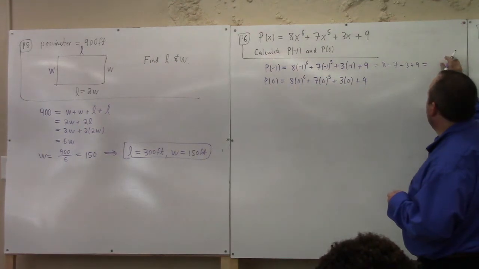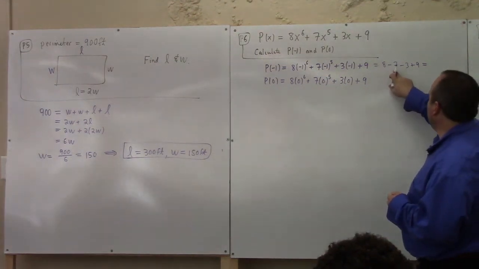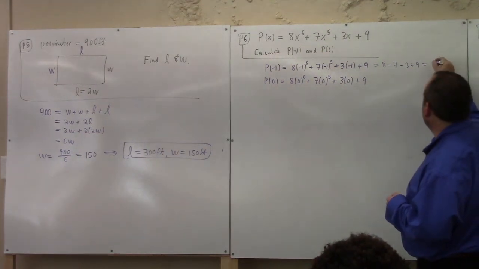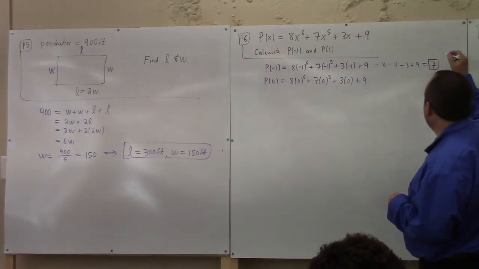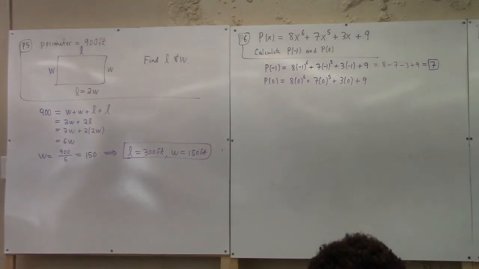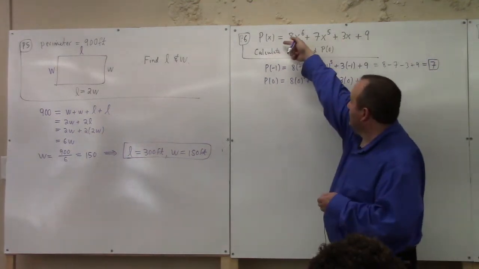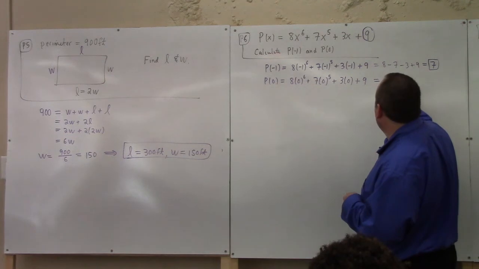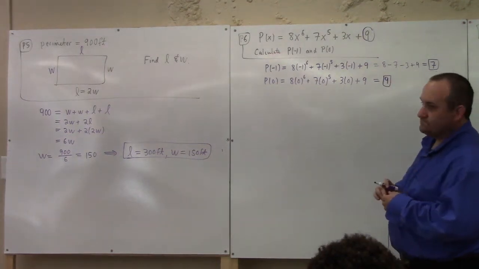Let me just do it. So 8 minus 7 is 1. 1 minus 3 is minus 2. Minus 2 plus 9 is 7. So however you want to do that, 7. How about the next one? I didn't really need to write everything down, did I? Because if you think about it for a second, when you plug 0 into this, the only thing that matters is that guy, 9.